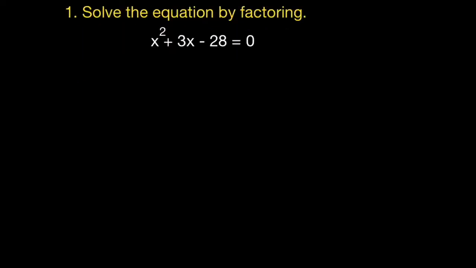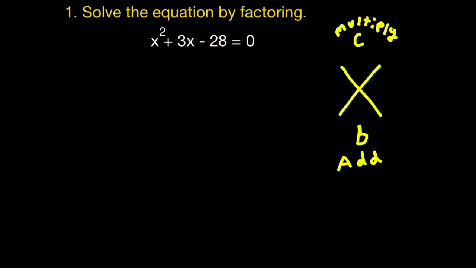Let's begin with example number 1. I have to solve the equation by factoring. Here, I notice that my leading coefficient is 1, meaning that I can factor this by grabbing the two numbers that multiply to negative 28, but also add to 3. I'm going to use this X diagram to help me organize everything.